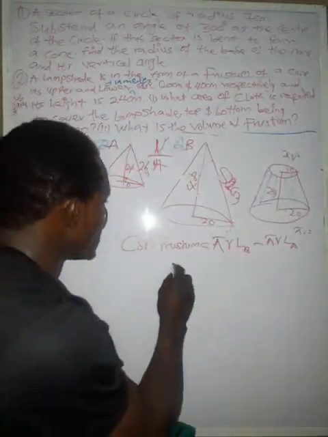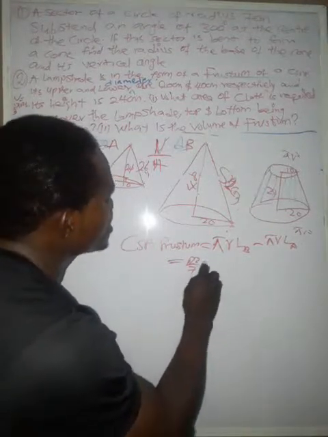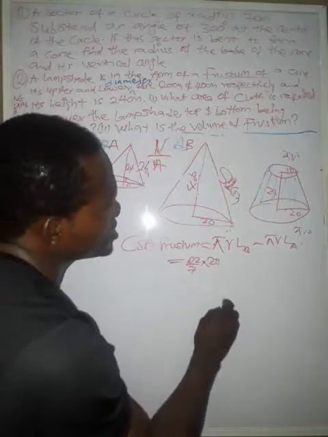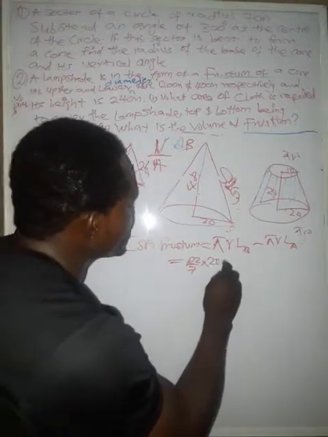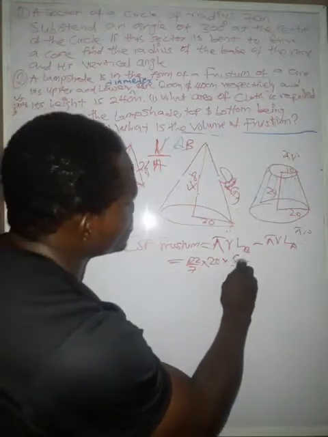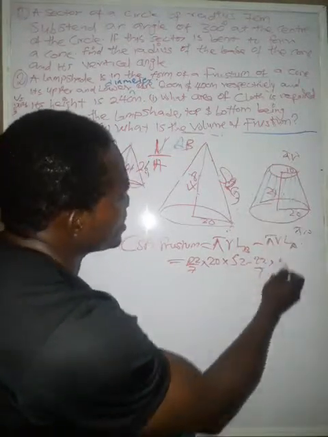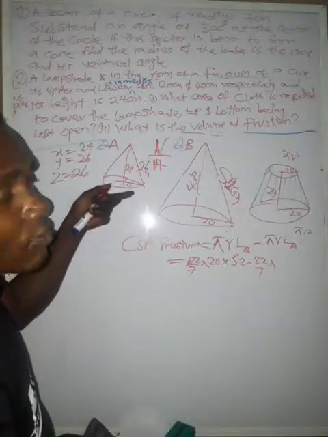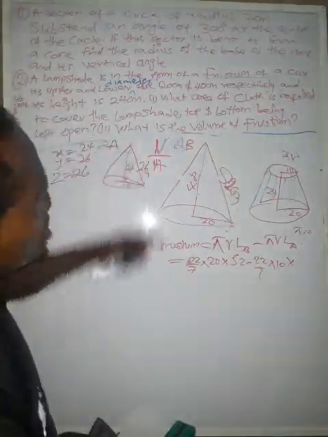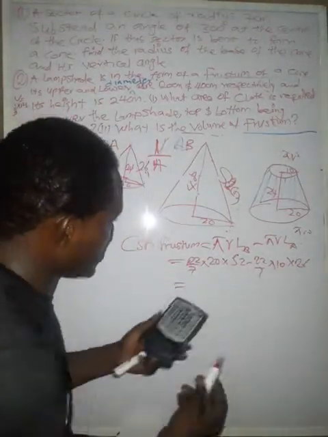So now if we substitute our values, we have pi to be, let's just use 22 over 7 or 3.142, times the radius. I'm talking about the radius of cone B, which is 20, then multiplied by the slant height, 52, minus 22 over 7 times the radius of this smaller cone, which is 10, times the slant height 26. Whatever we have here, we subtract from here, then we have our answer.